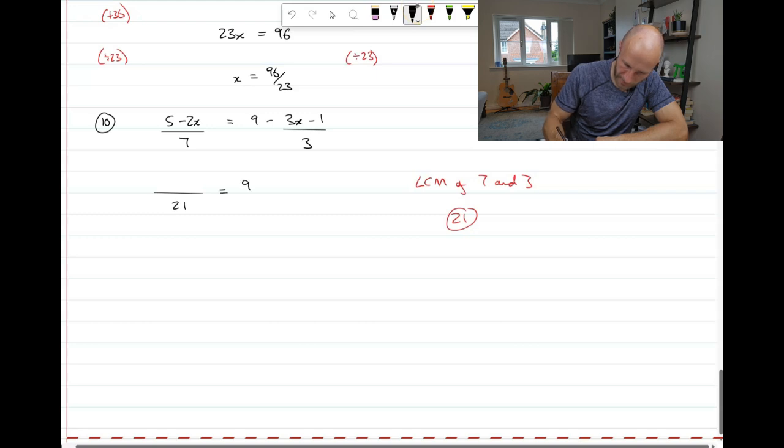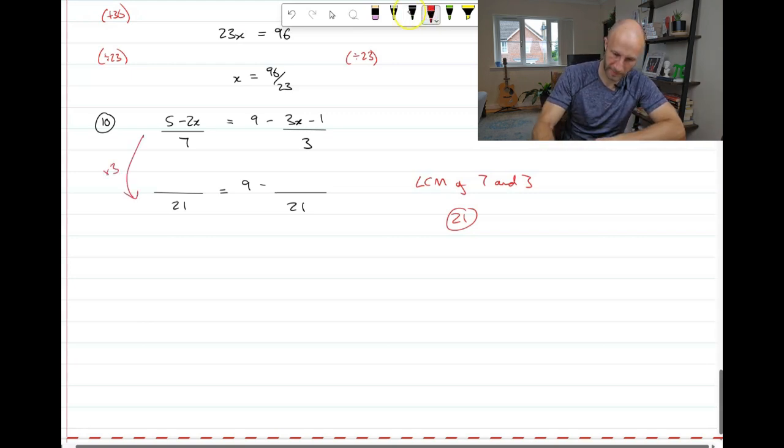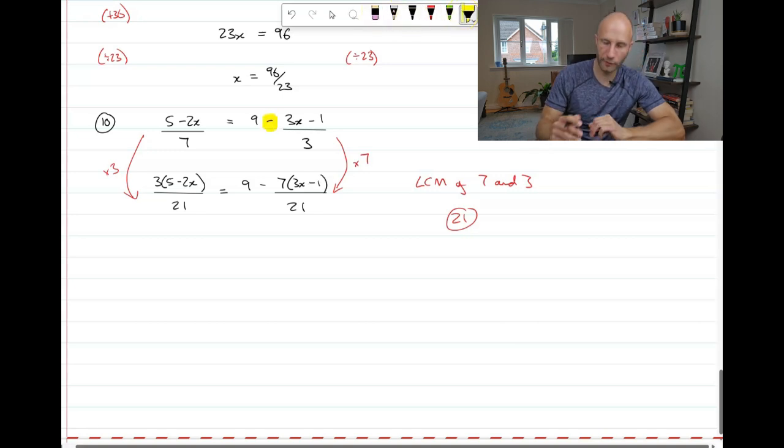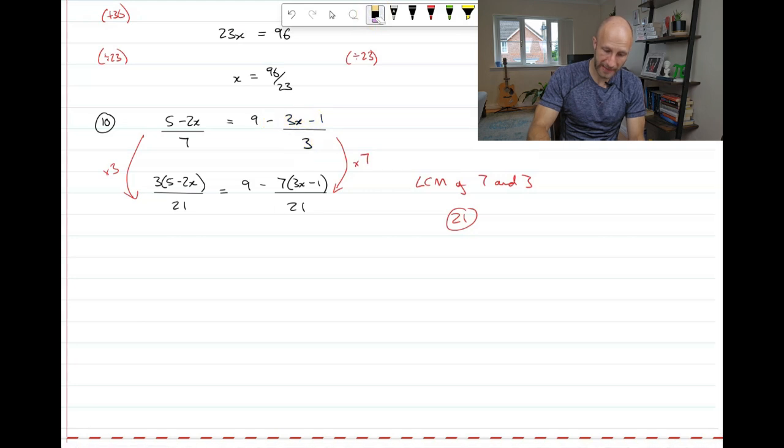So we're going to get both of these fractions over 21. The 9 is okay. The minus is just sitting in front of that fraction. We're creating equivalent fractions. So whatever I do to the bottom, times by 3, I'm going to do the same to the top. Whatever I do to the bottom, times by 7, I'm going to do the same to the top. And notice that negative sign, this is where problems always creep in for people. This whole fraction has that negative sign in front of it, so that means everything is being made negative by that sign.